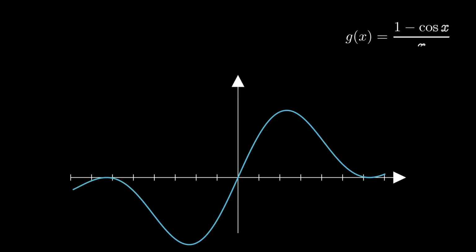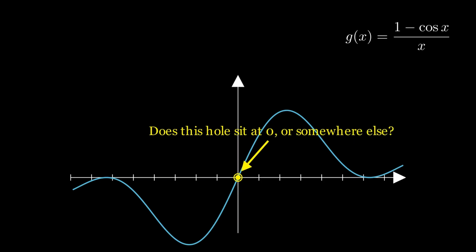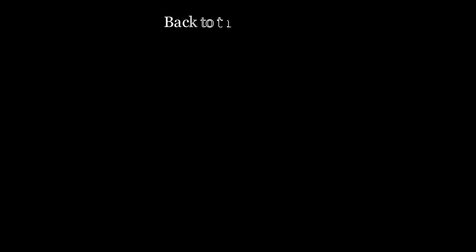Plot g of x equals 1 minus cosine x, over x, and again there's a hole right at 0, since plugging in x equals 0 gives 0 over 0. Does that hole sit at 0? At 1? Somewhere else entirely? Let's find out. Go back to the unit circle.